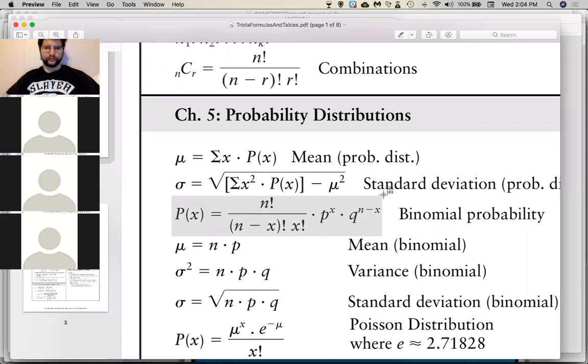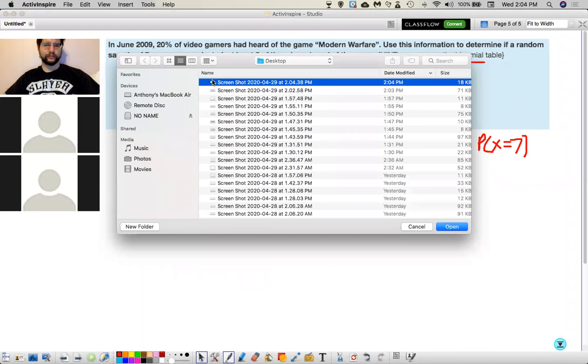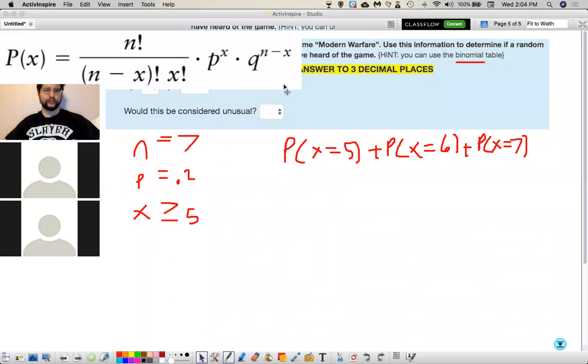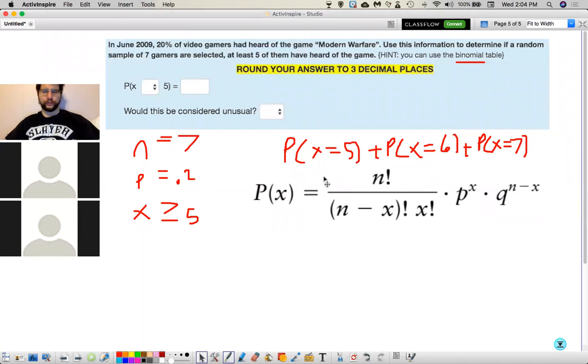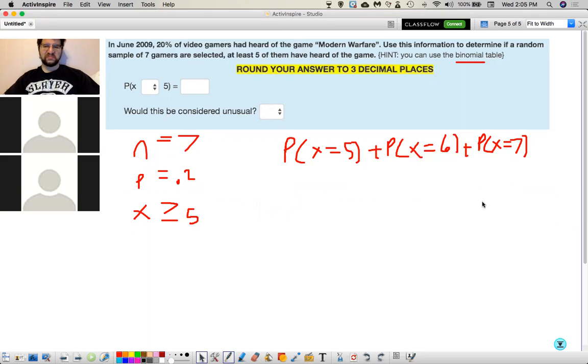You'd have to use this formula 3 times and add them together. Not what you want to do. So you'd have to plug in 5 for X in all these, get a number, plug in 6 for X in all these and get a number, plug in 7 for X in all these, get a number, and then add them together. Not going to do it.